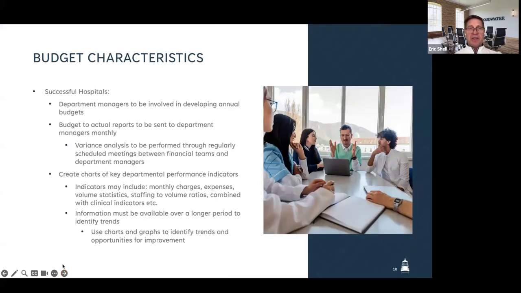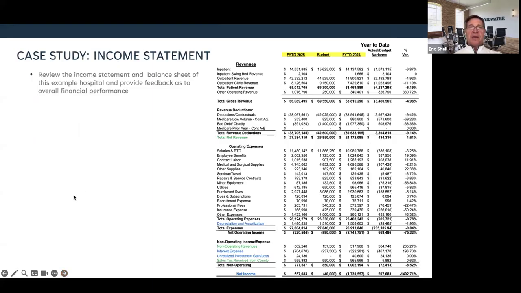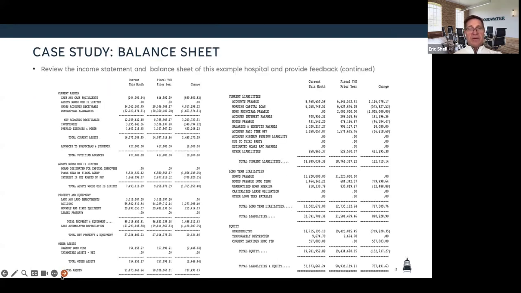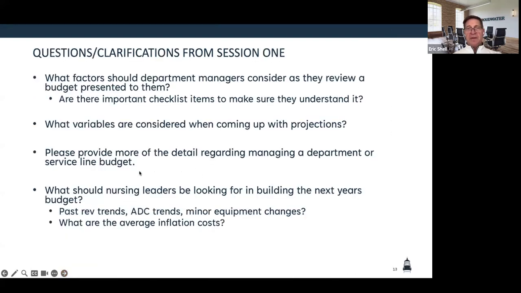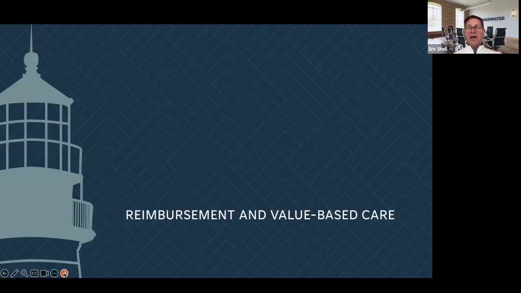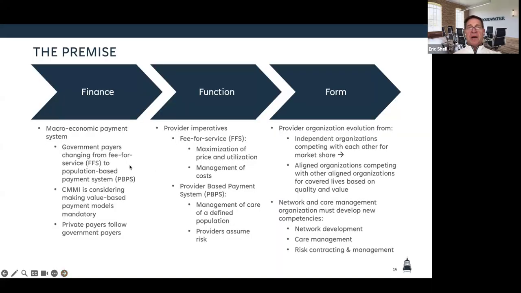We talked about key budget characteristics. And then we had this case study. We looked at this one hospital's income statement and we made some assessments as to how they were doing. If we look at fiscal year to date net operating income, they lost a little money. Prior year, they lost a lot of money. But anyway, we had to answer some questions. So that was session one. Session two, we got into talking primarily about the reimbursement models that are available.